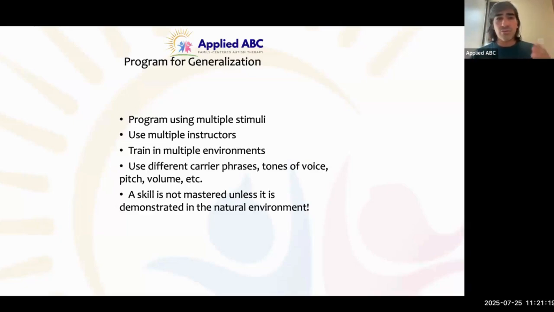Use multiple instructors. When I was training, we would rotate out kids pretty frequently, not every day or anything, but every 3 months or so, just so I can make sure that you learned this with Jonathan and you learned it with Olivia, whoever the case may be. Train in multiple environments: around the classroom, at home and in the classroom, at the playground, and all these kinds of things. Things can become very siloed if you let them, so you need to be conscientious of that. Use different carrier phrases, tones of voice, pitch, volume, etc. Again, it's little things, but they matter. A skill is not mastered unless it is demonstrated in the natural environment and for an extended period of time.